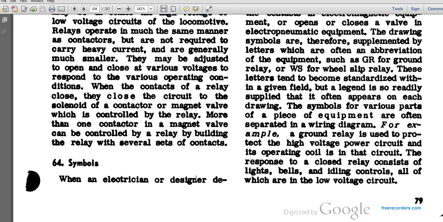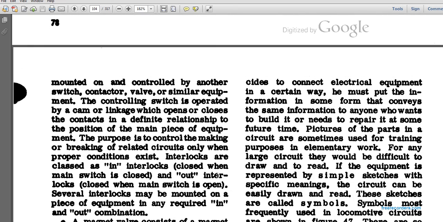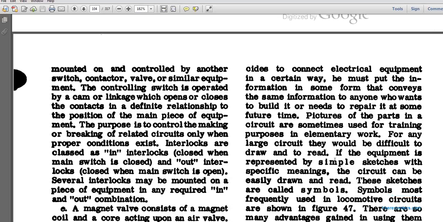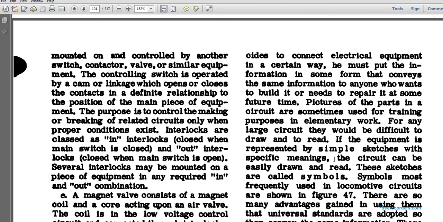Symbols. When an electrician or a designer decides to connect the electrical equipment in a certain way, he must have the information in some form that conveys it to anyone who wants to build it, and needs to prepare some kind of picture of the parts and circuit. For any of the large circuits with difficult drawing, the equipment is represented in simplified sketches, so the circuit can be easily drawn and read. These sketches are symbols, and symbols must be used frequently in locomotive circuits as shown in figure 47.